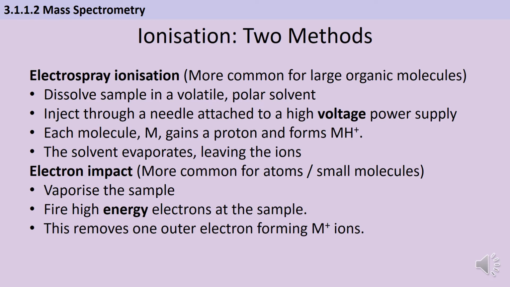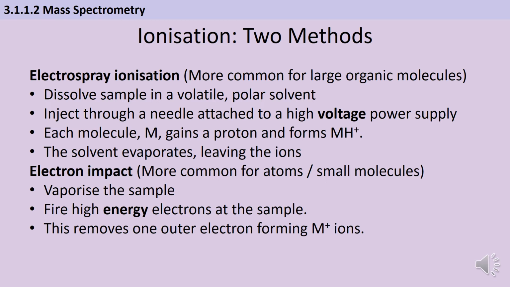And remember, a proton is a hydrogen nucleus, right? So it's a hydrogen ion. So the ion that's formed is going to have a relative formula mass that is 1 point bigger than the mass of the original molecule because it's got 1 extra proton. And it's also going to have a single positive charge because it's got 1 extra proton. And so then eventually, when that solvent evaporates, you're going to be left with just the ions and they're ready for the next stage.